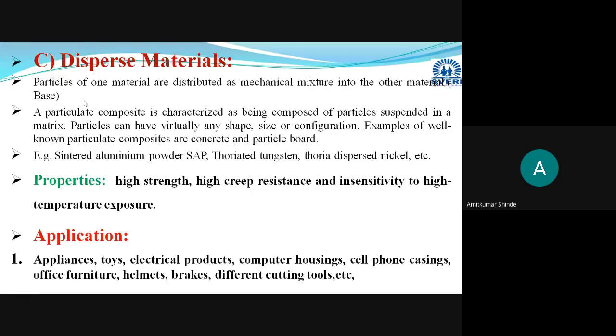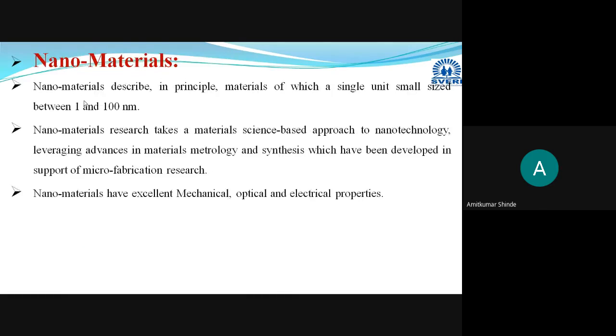Now after this, the last point from this chapter is the nanomaterial. These are the nanomaterials. These are some introductory sentences for that. Here I have taken these nanomaterials. This will be the introduction, then some properties will be there. They have excellent mechanical, optical or electrical properties.